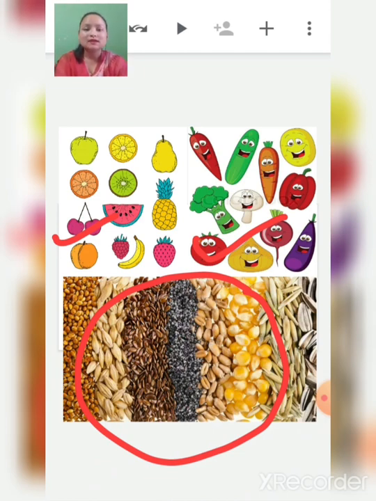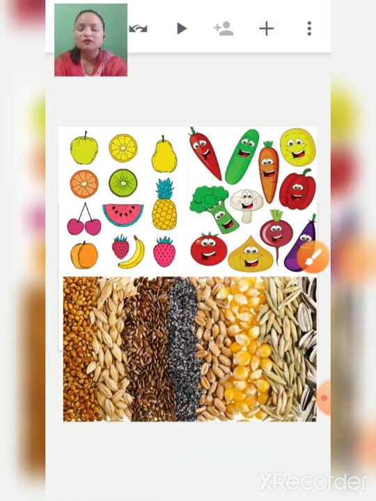So fruits, vegetables, food grains, where do we get all these? From where do we get these, children? Yes, we get all these from plants. Whether it is fruits, vegetables, or food grains, we get these from plants. Okay, so in this chapter you are going to learn about the parts of a plant.